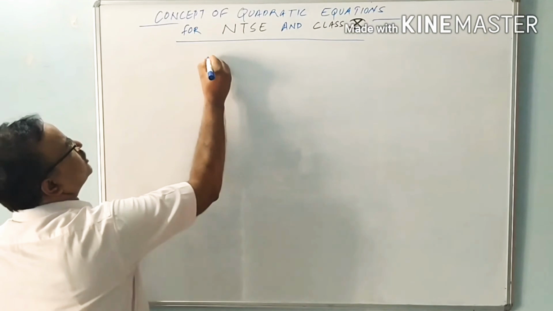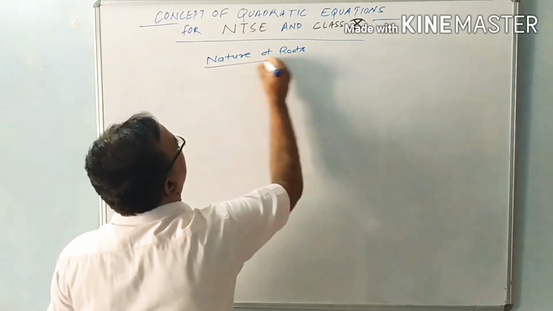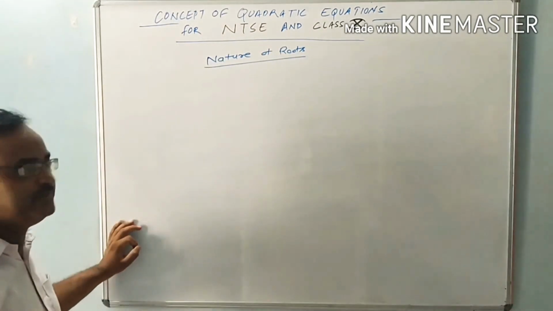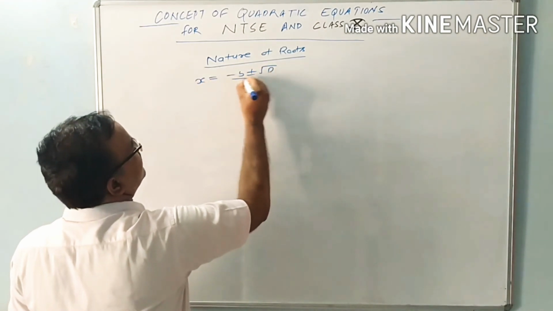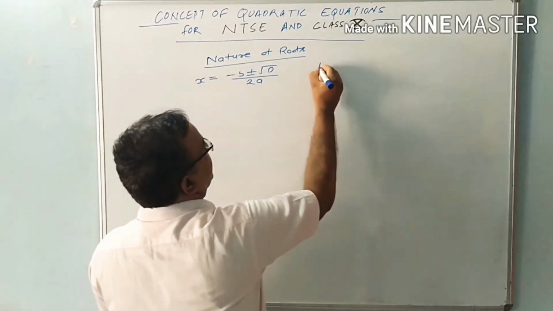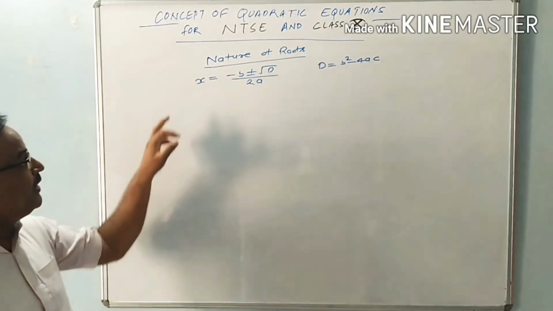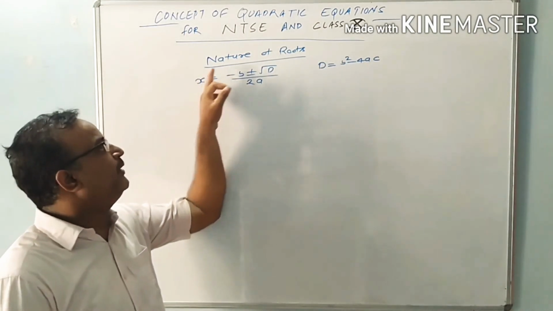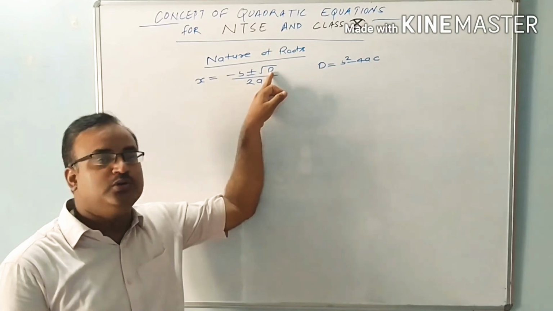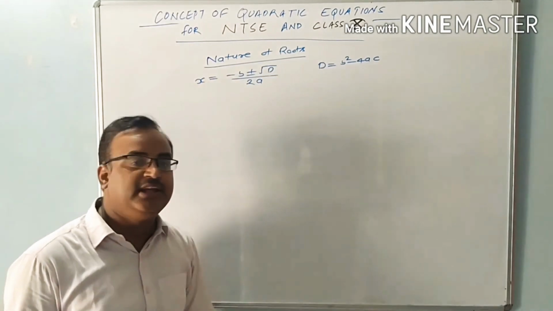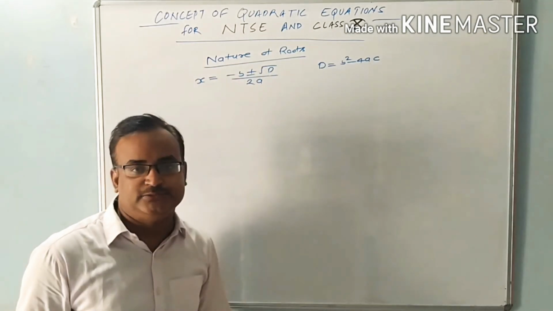Now I have to discuss the nature of roots. Nature of roots is also a very important topic for class 10th as well as NTSE examination. You know, x is equal to minus b plus minus root d by 2a, where the value of d is b square minus 4ac. Whether the value of x is real or imaginary totally depends on the value of d. If the value of d is negative, then the value of x is imaginary. If d is more than 0, then the value of x is real.